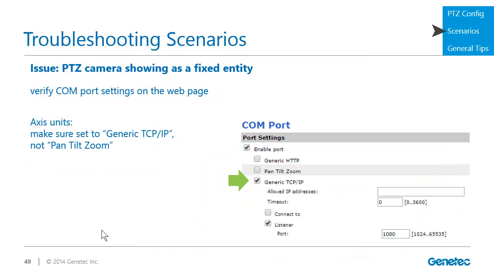Now, you may see this problem on Access units if the COM port is set to pan-tilt-zoom and not the recommended generic TCP/IP. As we mentioned, this is something to configure from the camera's web page.